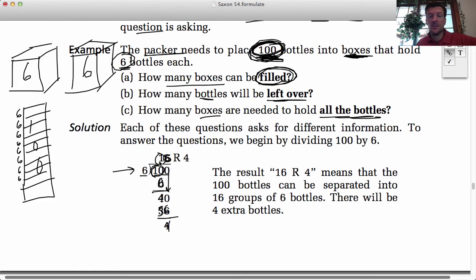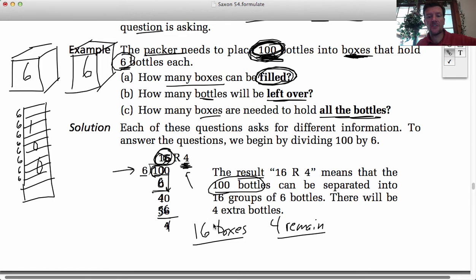So this is showing us that you have 16, and then there are 4 bottles that don't fit into a box like the others. In other words, you have 4 remaining bottles that are left over. So you're going to have 16 boxes, and then you've got 4 remaining bottles. So that is telling us that these 100 bottles can fit into 16 boxes, because 6 times 16, if you do this here, is going to give you 96.